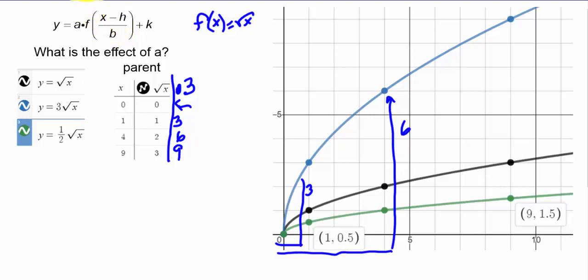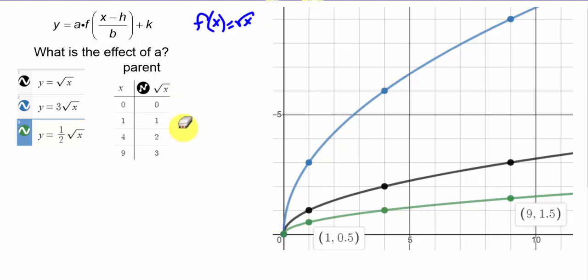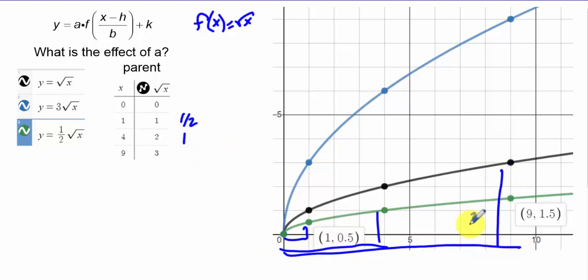All right, and then if we move to this half root x, you'll notice in this case that when I go over 1, I go up a half. And when I go over 4, I'm now going up 1. And when I go over 9, I'm now going up 1.5. All right. So you can see that each of these y values has been multiplied by 1/2.